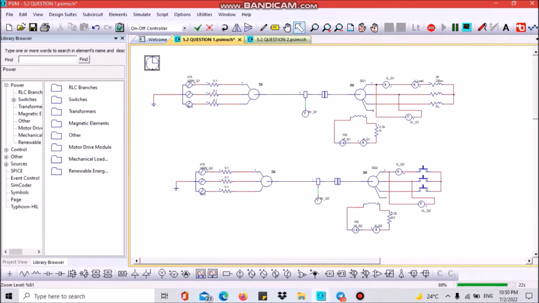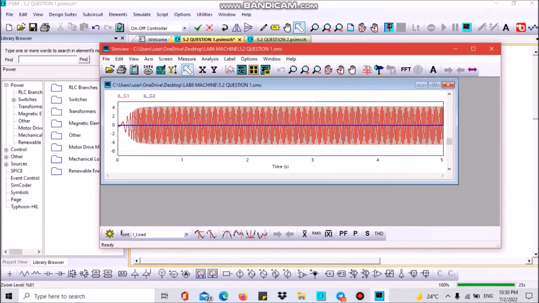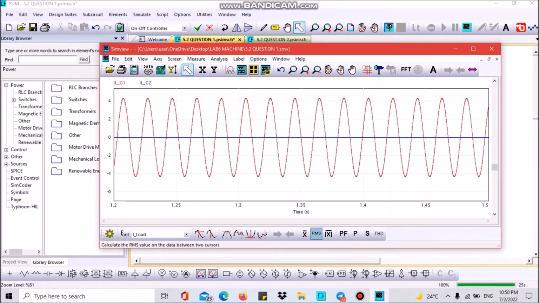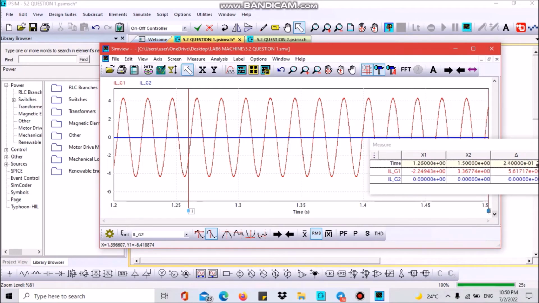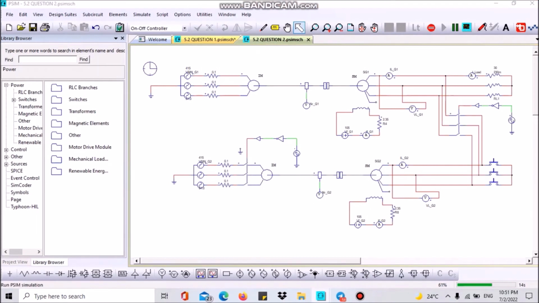After that, we need to find the line current waveform of synchronous generator 1 and 2 before parallel. This is the waveform for the time 1 to 2 seconds and the RMS value. We can see that they have a different value for generator 1 and generator 2.